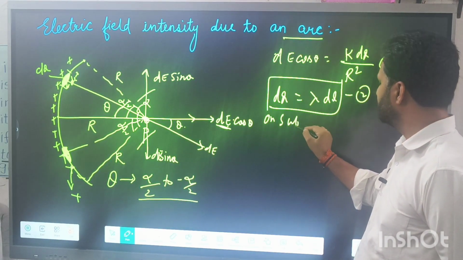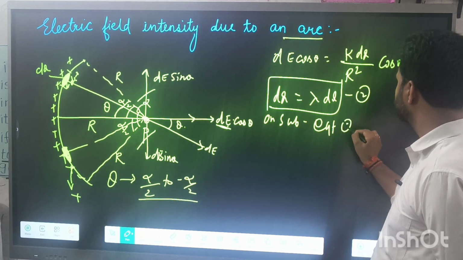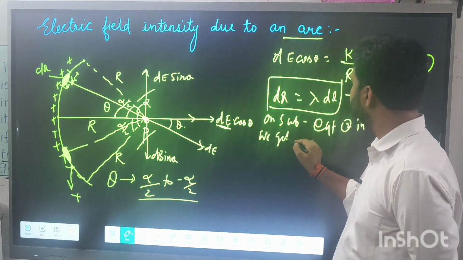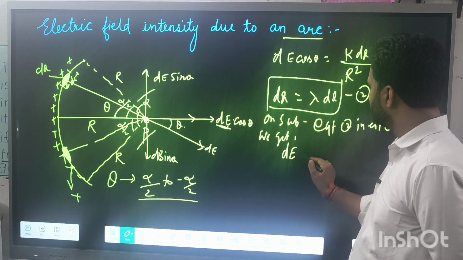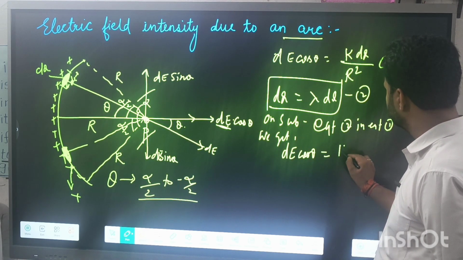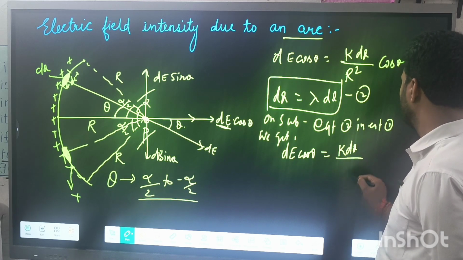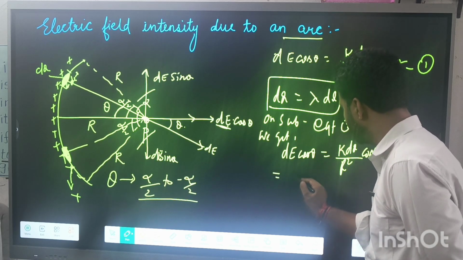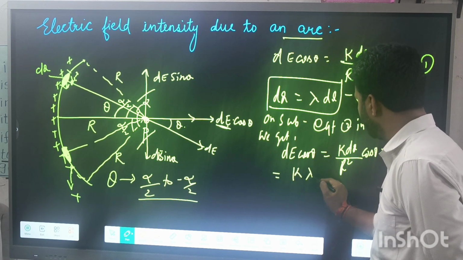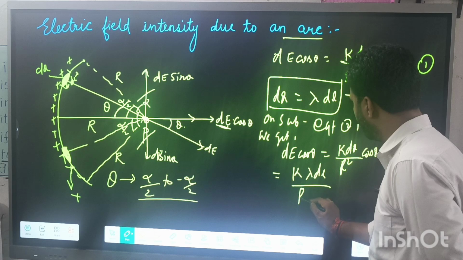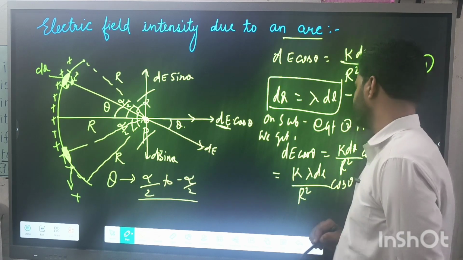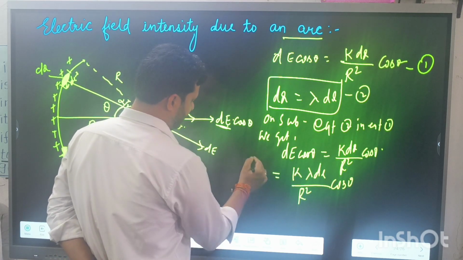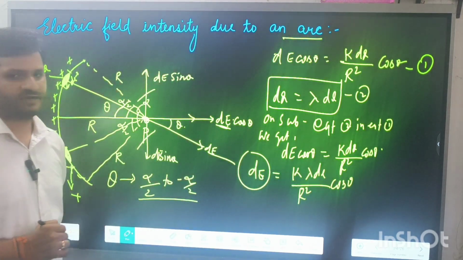On substituting equation 2 in equation 1, what will we get? We get dE cos theta equal to k dq upon r square cos theta. We can write this as k lambda dl upon r square cos theta. Correct? What is dE cos theta? That is the component you are going to calculate for dE only, right? This component is only dE cos theta.